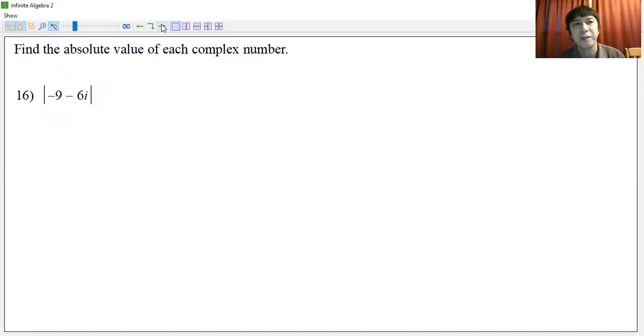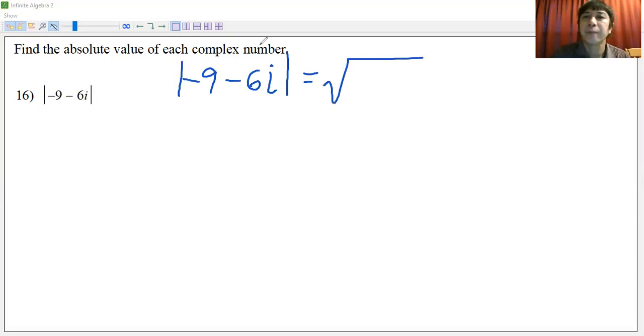Here's number 16. Find the absolute value of each complex number. We have the given: find the absolute value of negative 9 minus 6i. So we'll only be using the negative 9 and the negative 6. We have the negative 9, and we're going to square it, plus the negative 6, and we're going to square it.